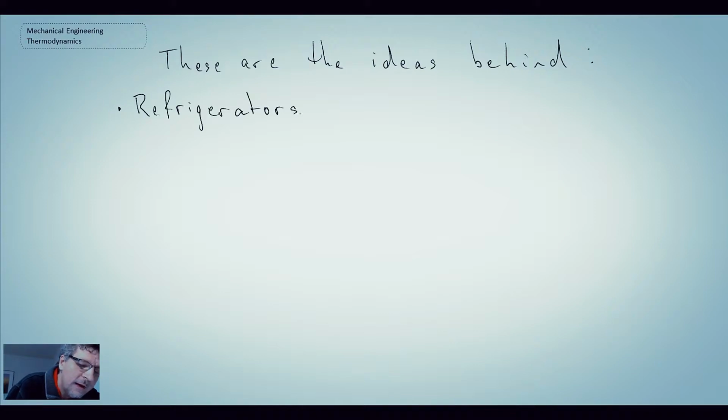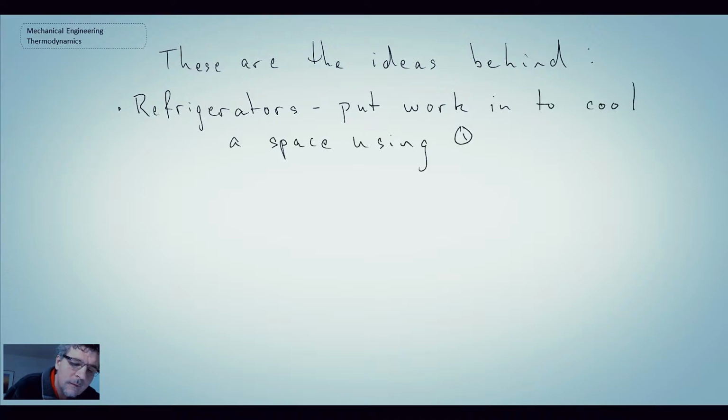So these are the ideas behind refrigerators. Refrigerators are devices. We all know what a refrigerator is because we all have them in our homes for keeping our food cool. However, we can extend that even further to applications such as air conditioning for a house. It's the exact same cycle between a refrigerator or an air conditioner, and then there are industrial cooling applications that we'll talk about in a later lecture.